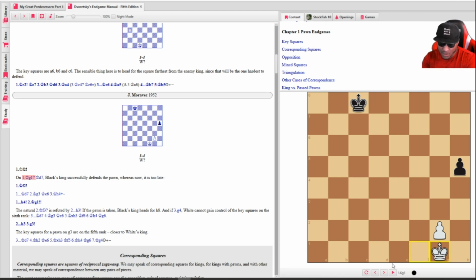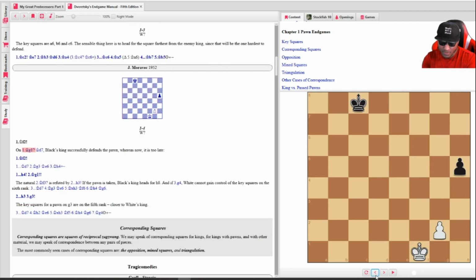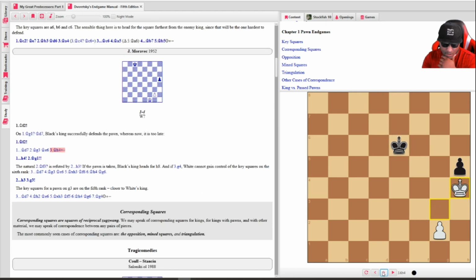They say if you go king g1, trying to go around him on the h file and trying to snag the pawn up on h5, then he has king d7, and black's king successfully defends the pawn. That's crazy. Man, king here, and he gets there in time. He's defended, it's a draw. Okay, so go back. Oh, sorry, that's flipping the board. So the best move is actually king to f2. Now if king d7, king g3, king e6, king h4. And he's there. Interesting. Nice.